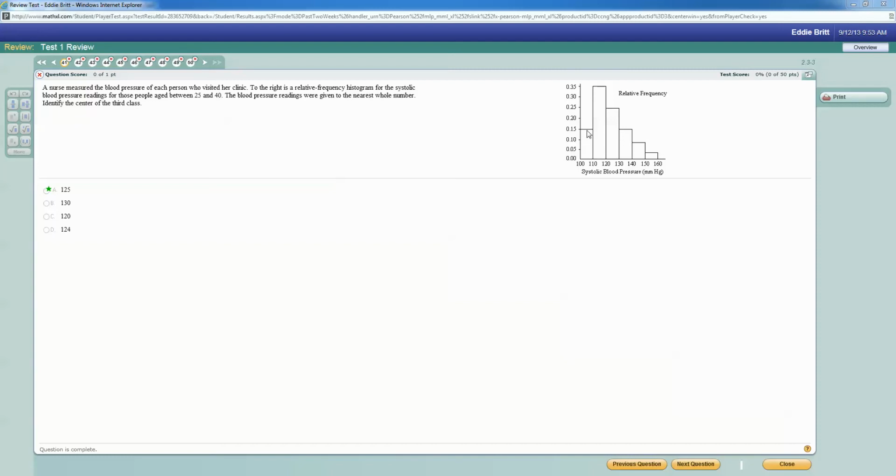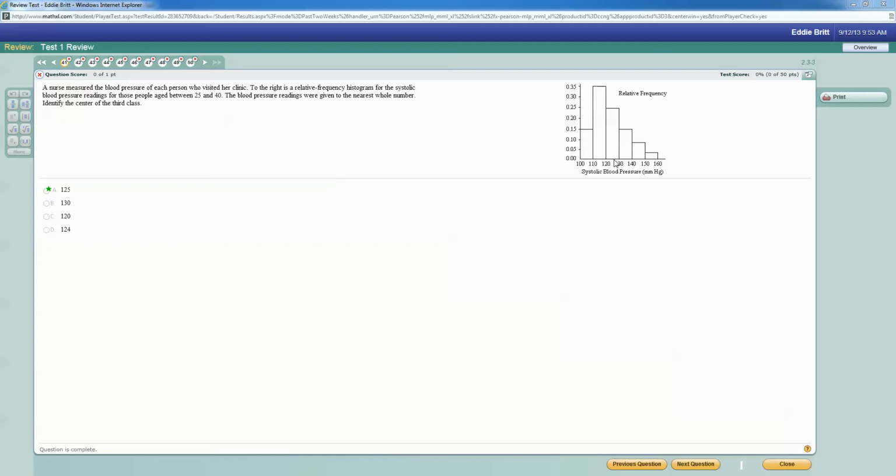So the first bar has a class from 100 to 110. The second bar represents a class from 110 to 120. The third bar represents the third class. It's between 120 and 130. Now, we want to know the center of the third class. So where would this center point be right here?